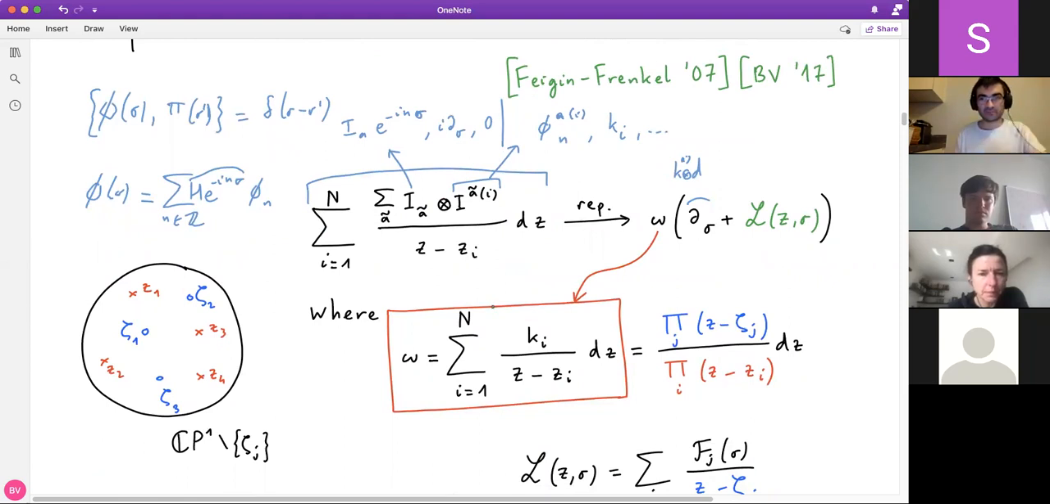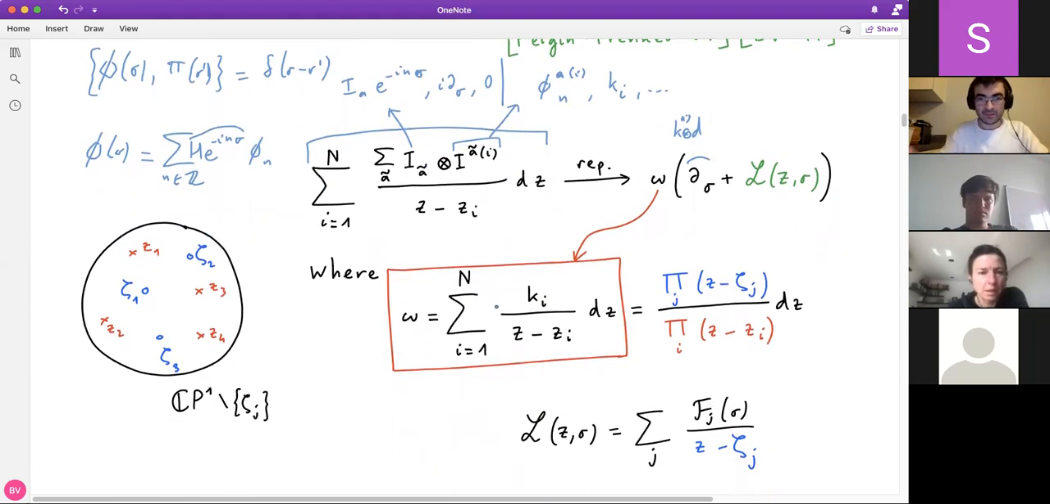And then when you're talking about spin chains, the N here is the number of poles in the connection that you're putting on the world sheet.